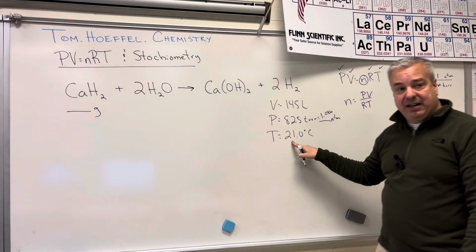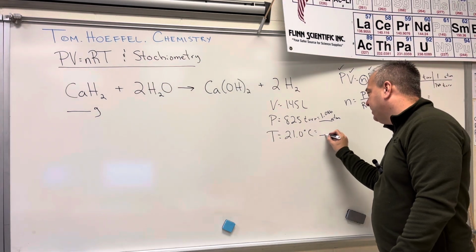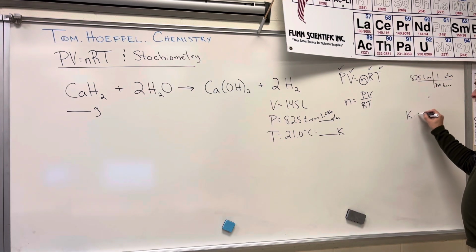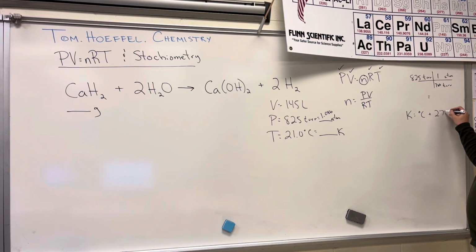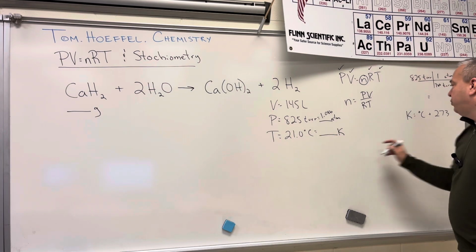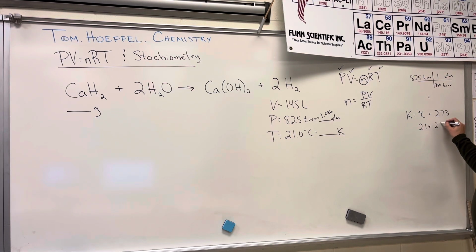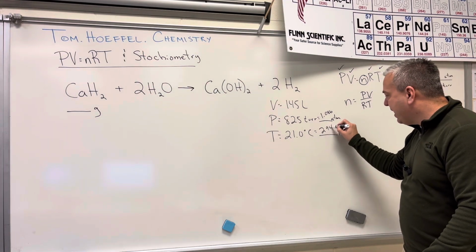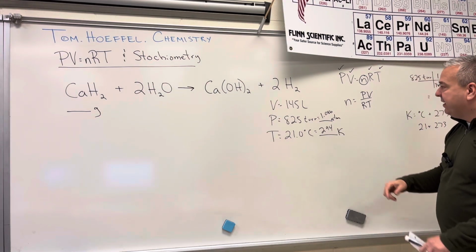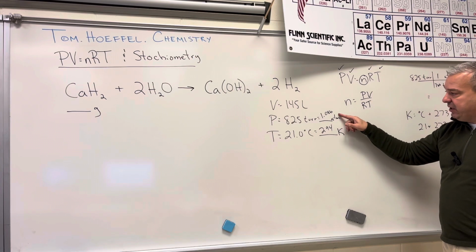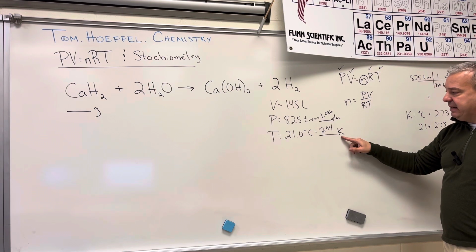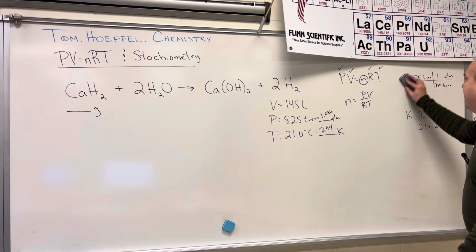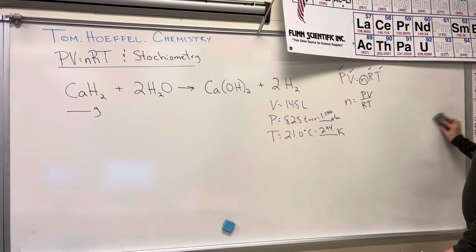Okay, I have to get my temperature from degrees Celsius over into Kelvin. And the way I do that is by taking my degrees Celsius and adding 273. So 21 degrees plus 273 equals 294. Okay, so now that I have my pressure in ATMs and my temperature in kelvins, I can continue using this ideal gas law in order to solve for the moles.